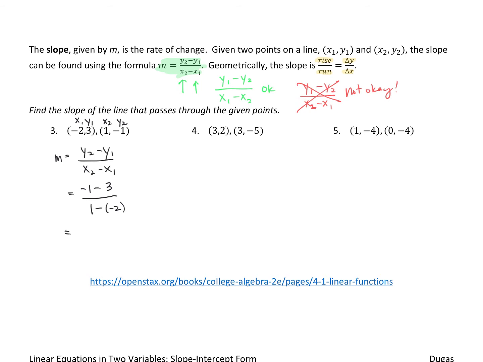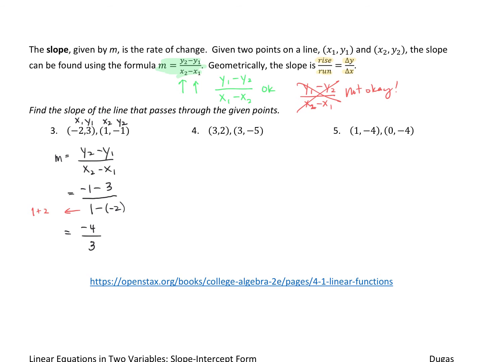-1 minus 3, those are both negative, so I add and keep the sign, so -4. And then 1 minus a -2. Remember that that really means 1 plus 2. So that would give us 3. So in this case, the slope is -4/3.